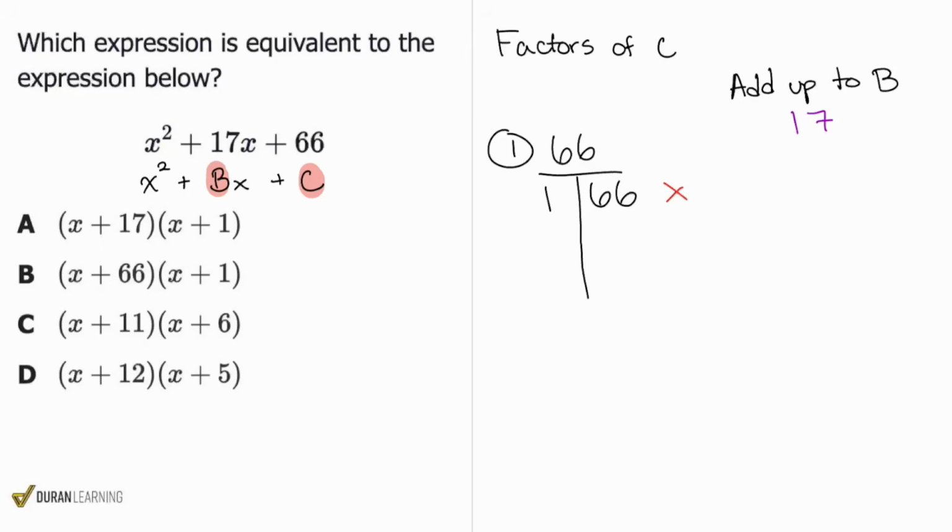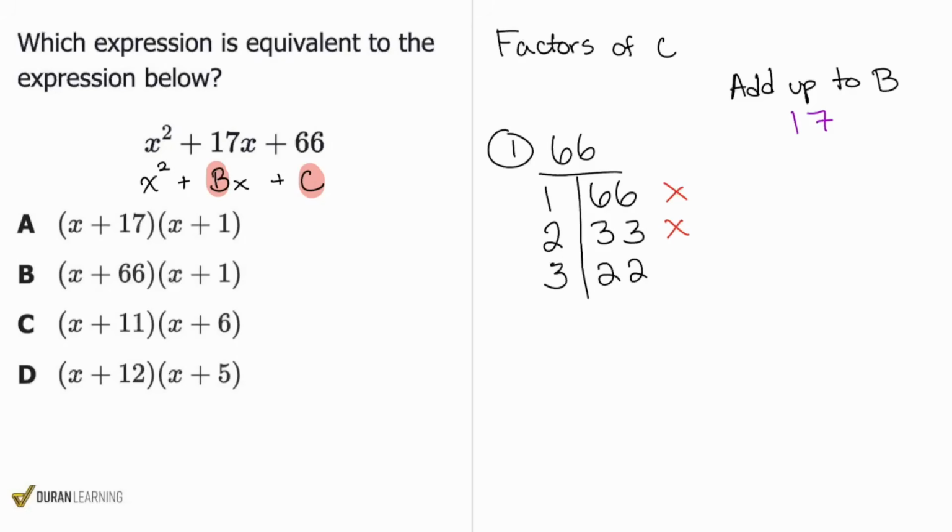Next, 66 is an even number, so I can use 2. That'll be 2 times 33. Cut 66 in half. That's what we get. But everybody, is 2 plus 33 equal to 17? It is not. So we're going to say that that's not a deal. That's not going to happen. Next up, let's try 3. So if we try 3, well, 66 divided by 3, that'll end up being 22. Everyone, is 3 plus 22 going to be 17?